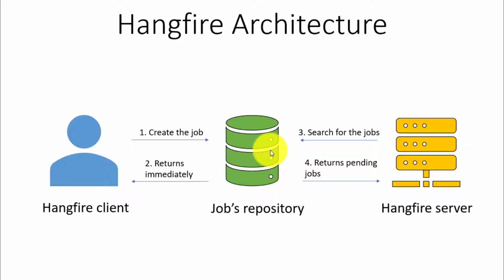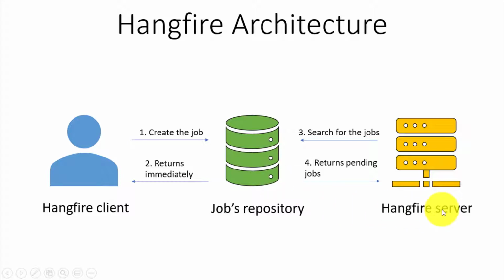This is very powerful because it allows us to have decoupled the client that is the one that creates the jobs and the server, which is the one that executes the jobs. So in real life, this Hangfire client could be something like an ASP.NET Core application, maybe a Blazor application, a Web API, or maybe a WPF or WinForms application. It doesn't matter, as long as it is an application that can communicate with the jobs repository.